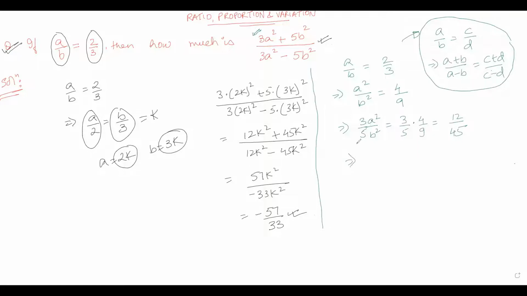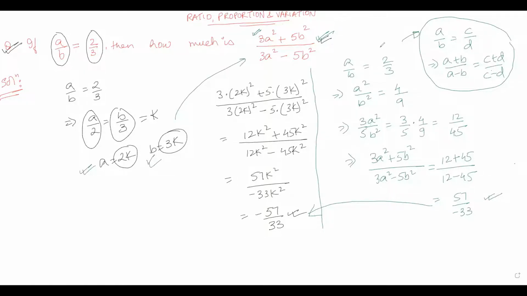So if we apply the same method here, that is componendo and dividendo, I can write 3A square plus 5B square upon 3A square minus 5B square. So this would be equal to 12 plus 45 upon 12 minus 45. So this would be 57 upon minus 33, which is nothing but minus 57 upon 33. So the same question can be solved simply by using the value of A and B and putting it in this ratio. Else, we can also use the componendo dividendo method to find the value.